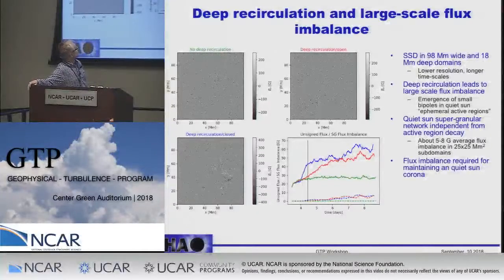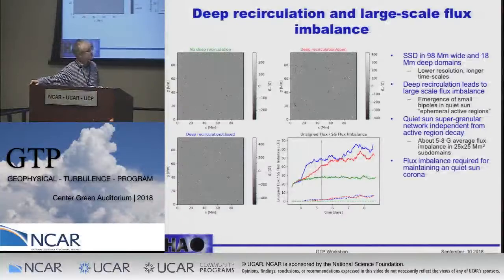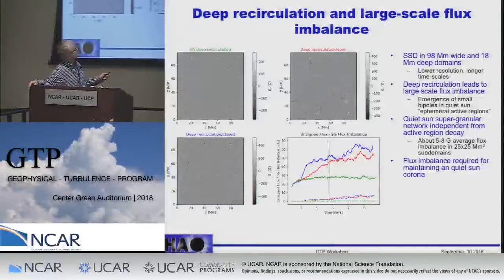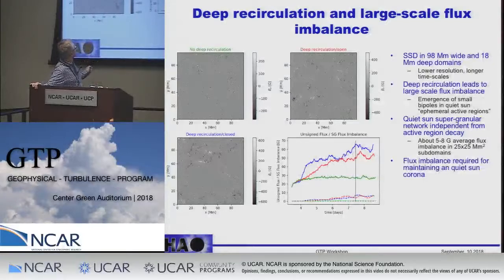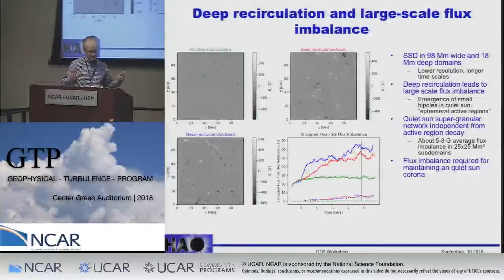Now, another aspect of this deep recirculation I would like to focus on is when we look now at the larger scales. Now, these are, again, small-scale dynamo simulations. They differ in the sense that they are now much wider boxes. They are 98 megameters wide, 80 megameters deep. And again, I used a setup without deep recirculation. Here, two setups which implement deep recirculation through different bottom boundaries.